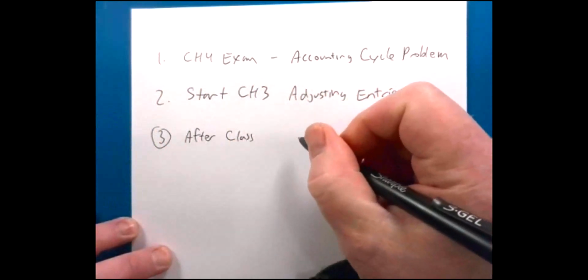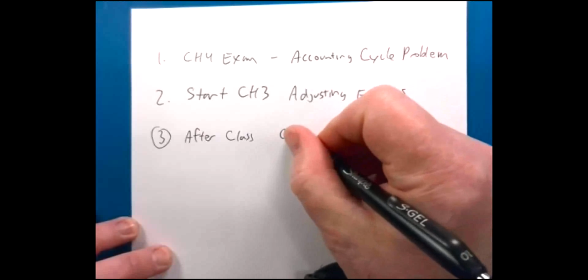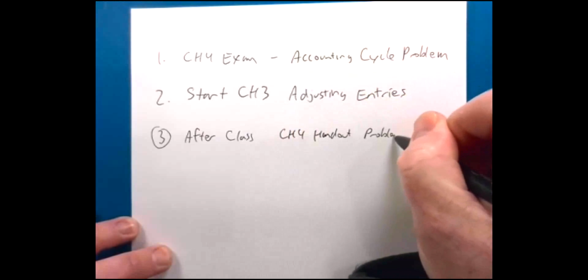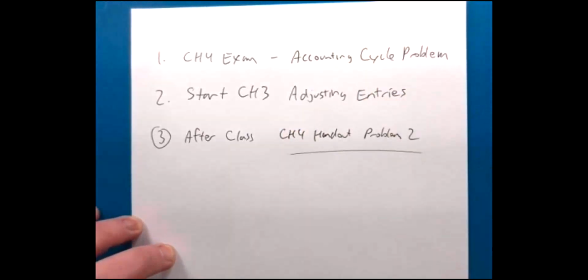So after class, if you have not done the chapter 4 handout problem 2, I'll stick around and go through that if you need, or if you have any questions on it, just ask me at that time too. Also, okay, let's go ahead and get started. Let me ask: is there anyone that does not have the chapter 3 email that I sent out?